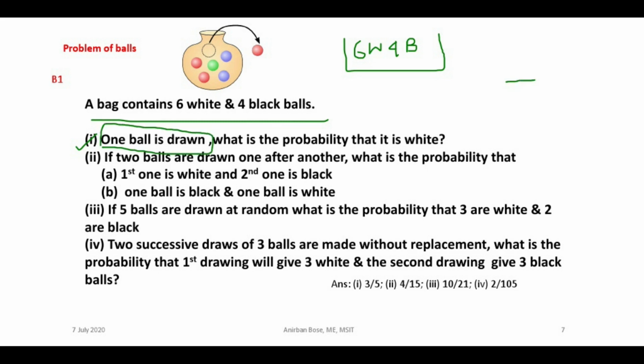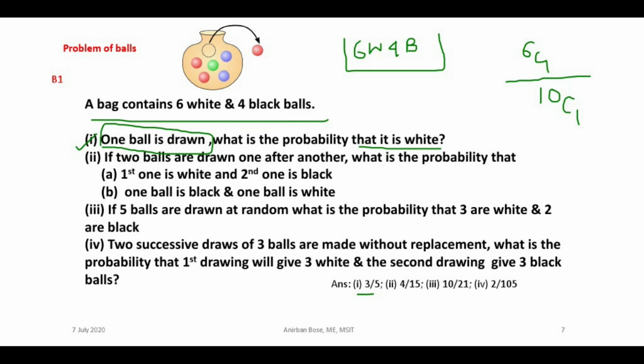So how many ways can one ball be drawn? There are total 10 balls, so one ball can be drawn in 10C1 ways. What is the event? The event is that the ball is white, and you have to find the probability of that event. There are 6 white balls, so the ball has to come from these 6. That can be done in 6C1 ways. So the answer will be 6 divided by 10, or 3 by 5.